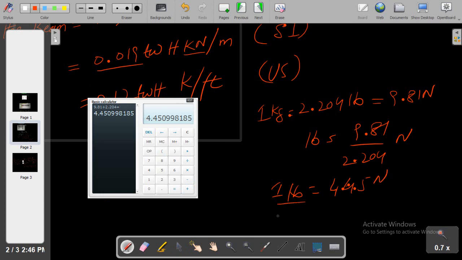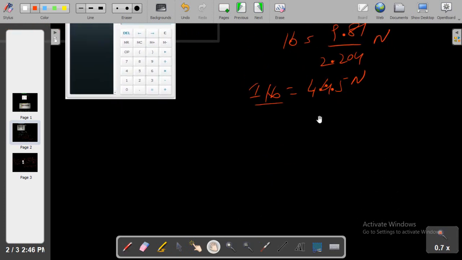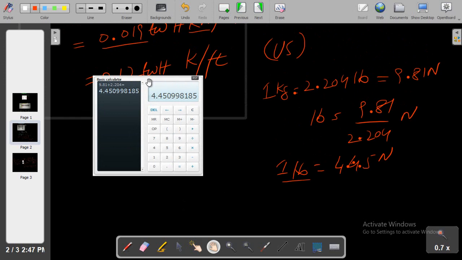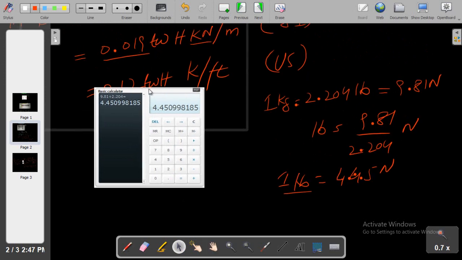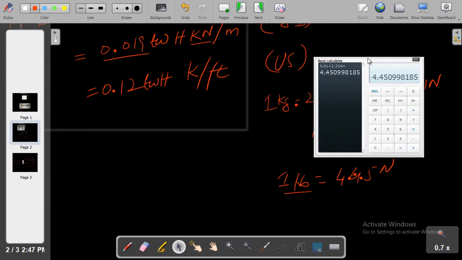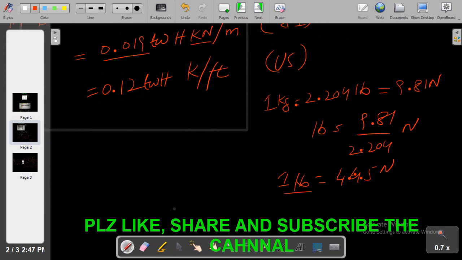So 1000 pound equals how much kilonewton? Divided by 1000, we get the value in kilonewton. This is the conversion, the way you can convert this into US customary units. I have just given you the idea of how you can convert newton to pound, right?